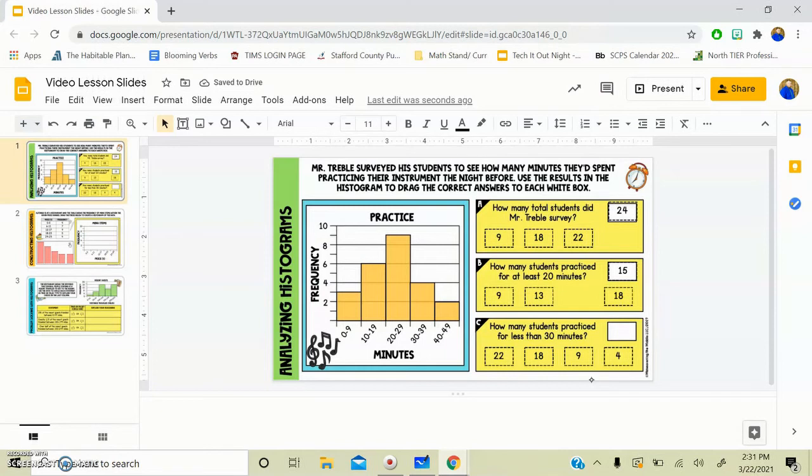I have C. How many students practice for less than 30 minutes? So I don't want any more than 29 minutes because I'm looking for less than 30. So I don't want my 30 to 39, and I don't want my 40 to 49. But I do want 0 to 9, 10 to 19, and 20 to 29. So I have 3 in my 0 to 9, 6 in my 10 to 19, and 9 in my 20 to 29. So I have 3 plus 6, plus 9, which gives me 18.